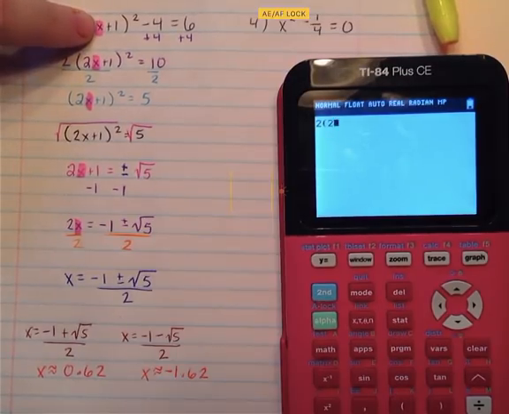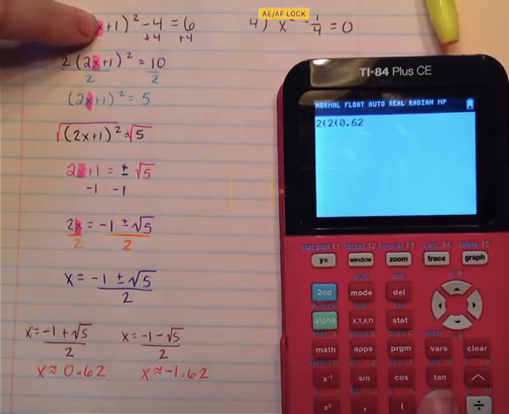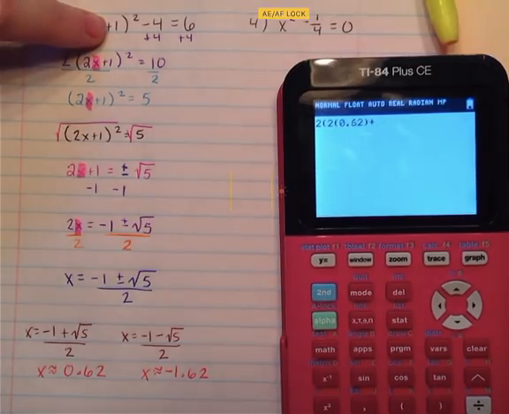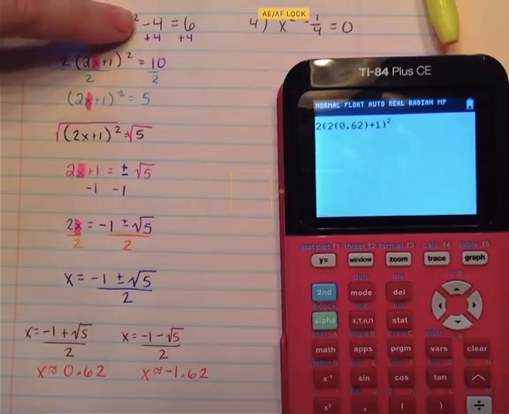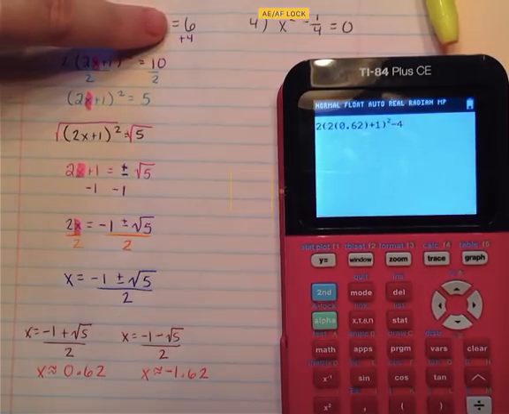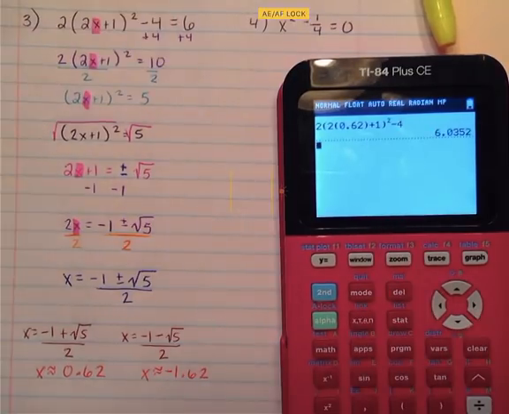Then because we have an x, I'm going to put parentheses around my x. I'm going to put in that 62 hundredths, 0.62. That's the end of my x, so I'm going to close that one set of parentheses. Then I'm going to put plus 1. Then I have a closed parentheses, squared, minus 4. Now, when I press enter, it should equal 6 or close to it since it's a rounded answer. And it is 6 with some change.